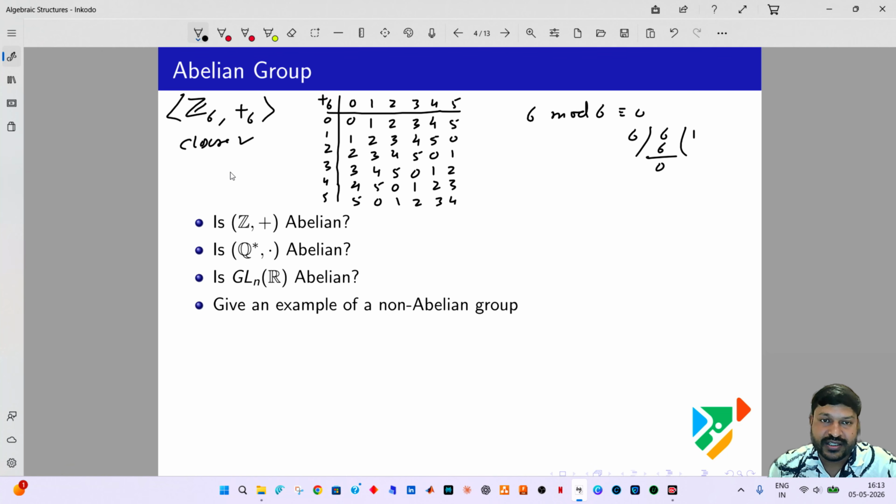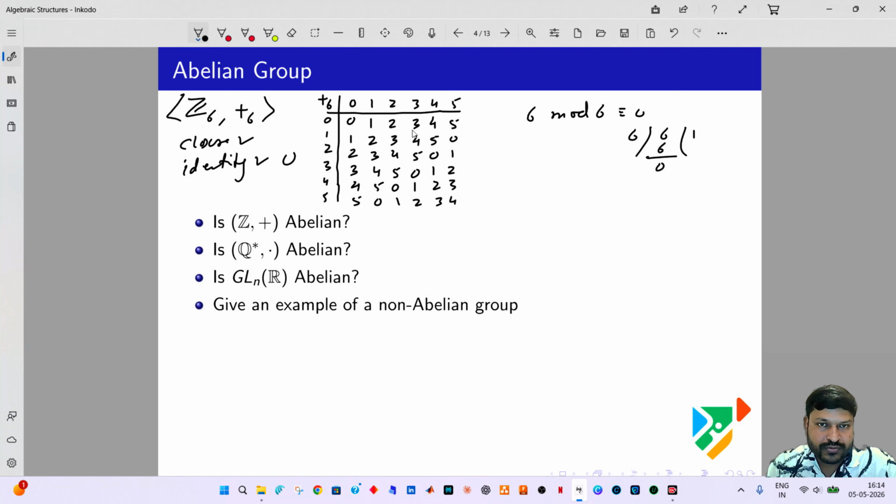Next, identity. Can you find any element which when operated with any other operand is going to give you the same element? So you see 0. 0 plus 0 is going to give you 0. 0 plus 1 is going to give you 1. 0 plus 2 is going to give you 2. So in the first row and first column, you see 0 plus the element is the element plus 0 is the element. So 0 is your identity element.